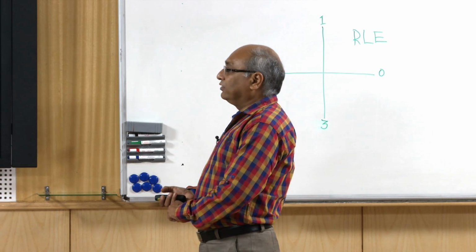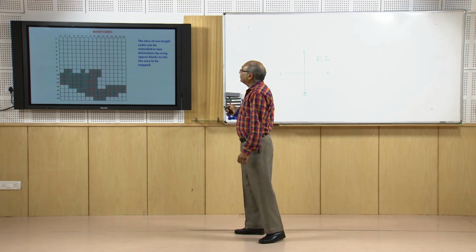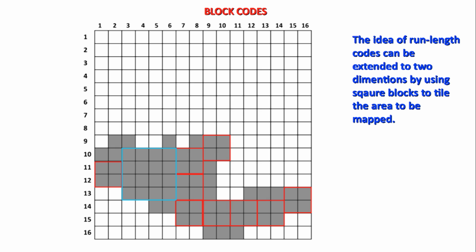Now the third basic category of data compression technique is called block codes. The idea of run length codes can be extended to 2 dimensions by using square blocks to tile the area to be mapped. Here first the shaded area is searched, and the largest square block is found. In this example, shown in blue, it is the largest 4 by 4 pixel block which has homogeneity.